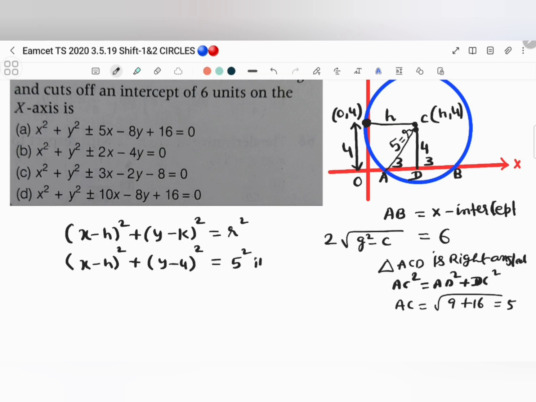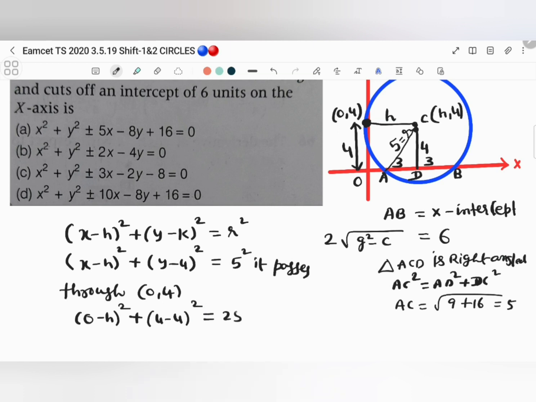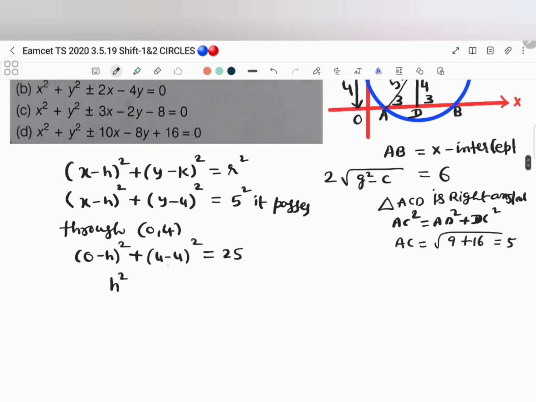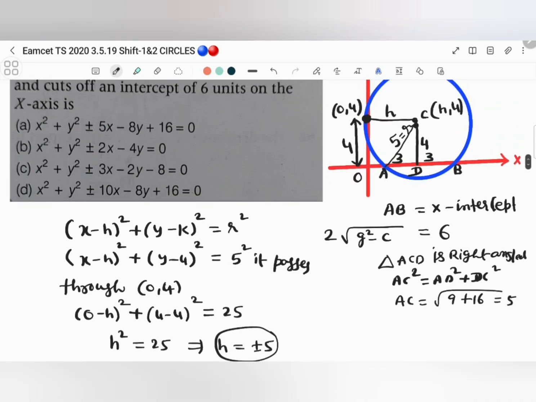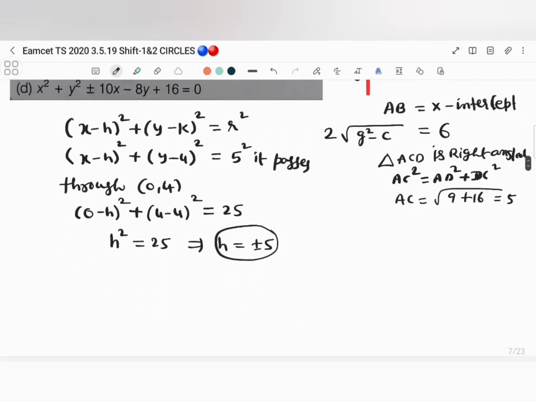This equation passes through (0, 4). So in place of x, 0, in place of y, 4. So (0 minus h) whole square plus (4 minus 4) whole square equal to 25. So h square, this is 0, is equal to 25. So h is equal to plus or minus 5, dear students. So the k value we got as 4. So the center (h, k) is (plus or minus 5, 4).